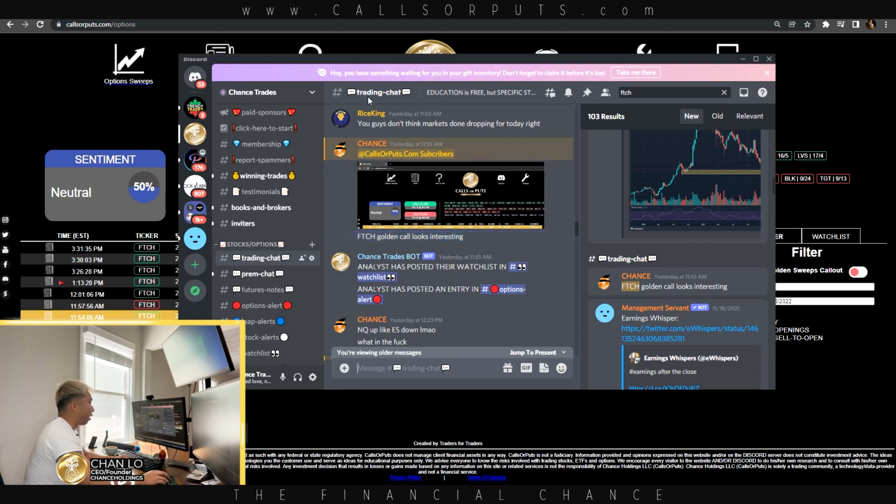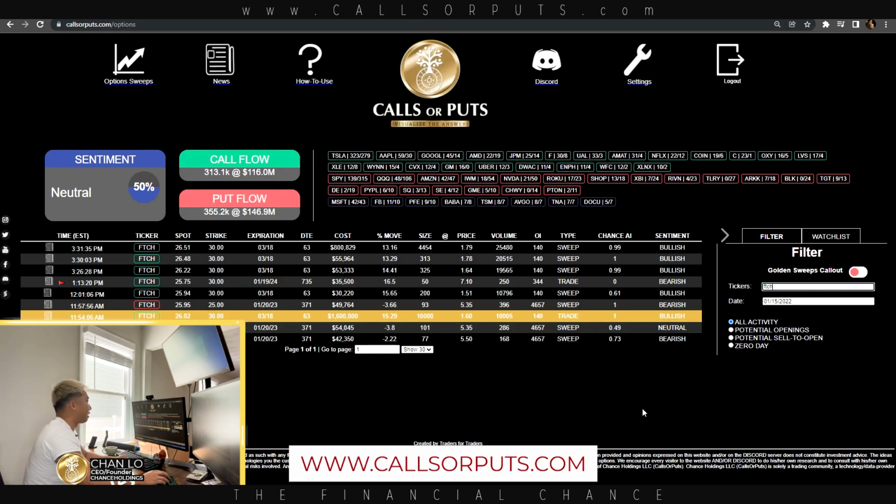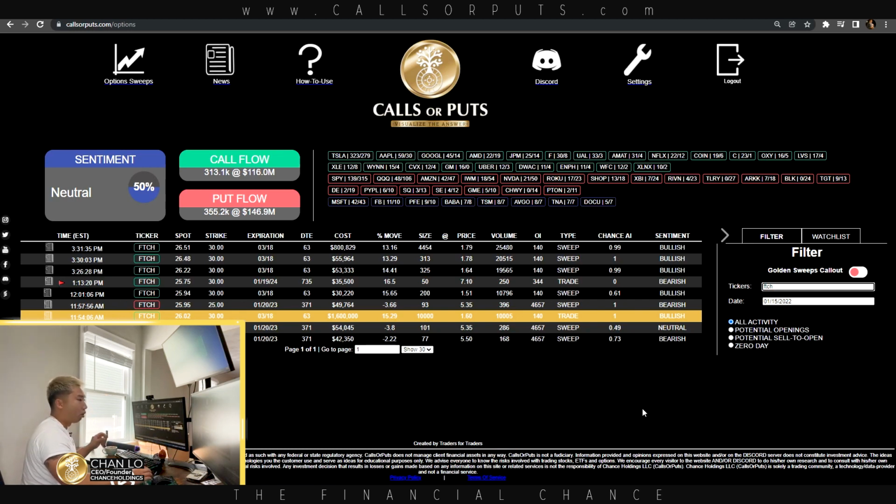We also posted in our free trading chat, for callsorputs subscribers, the ones that don't subscribe to our alerts. We still debunk sweeps here. Callsorputs.com subscribers, Fetch golden call looks interesting. The reason I said it looks interesting, first of all, is because our platform highlighted it as a golden call, which already gives us a step ahead of what people would be seeing if they weren't filtered. If they weren't filtered, you'll see all of this and you'll be shaking your head because you don't know which ones to choose. Here, you clearly see that there were a bunch of sweeps coming, even puts.